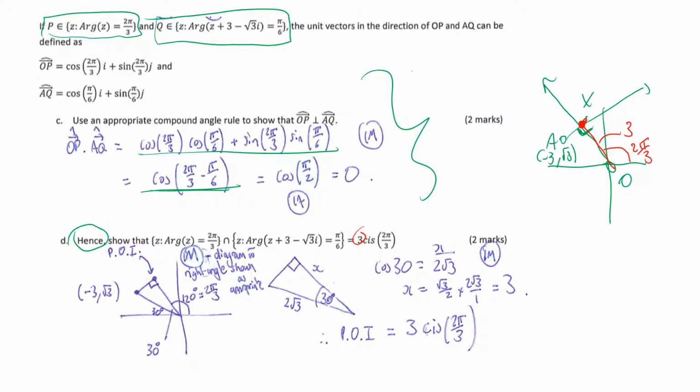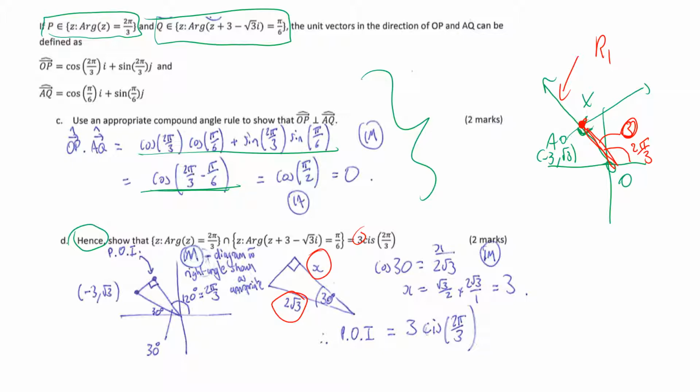A point of intersection is a point that lies on both of the two rays, and every point that lies on the first ray has an argument of 2 pi on 3. So really, this is coming down to proving that it has a magnitude of 3. So how can I do that? You can see what I'm doing over here. I'm working with a right angle triangle, and that's the hence part. Using the fact that they're intersecting at right angles, I'm able to work out the distance of point A from the origin. It's equal to 2 root 3.